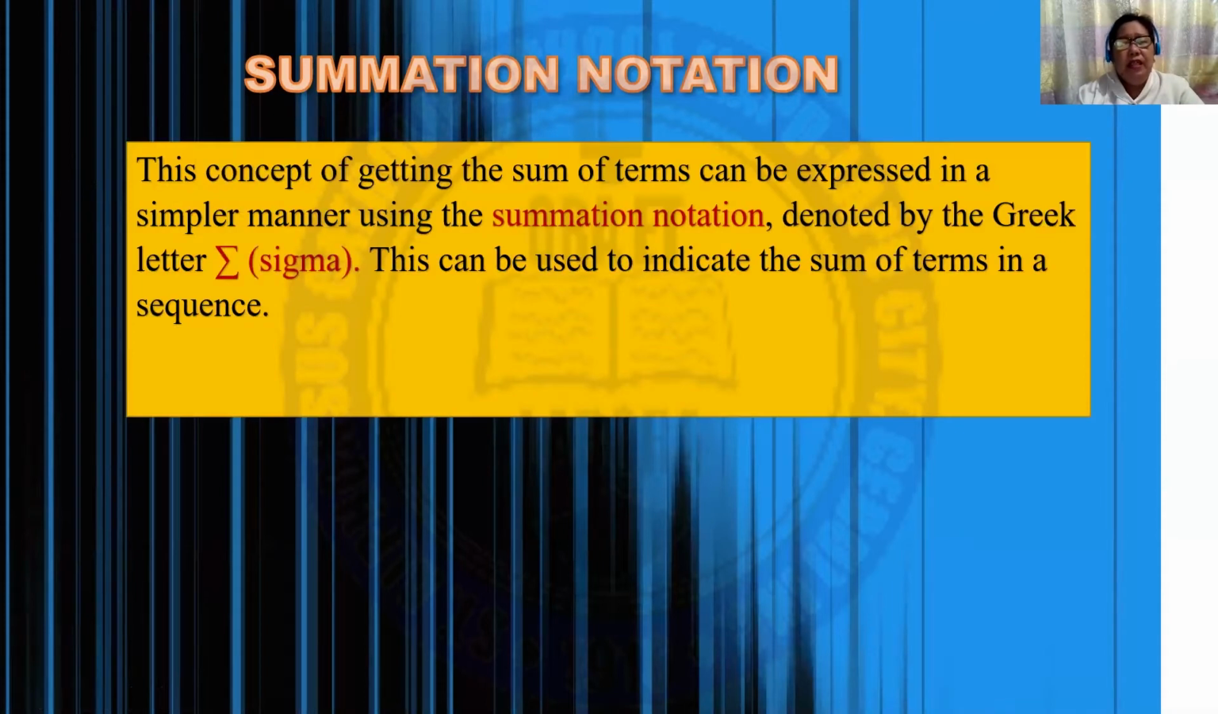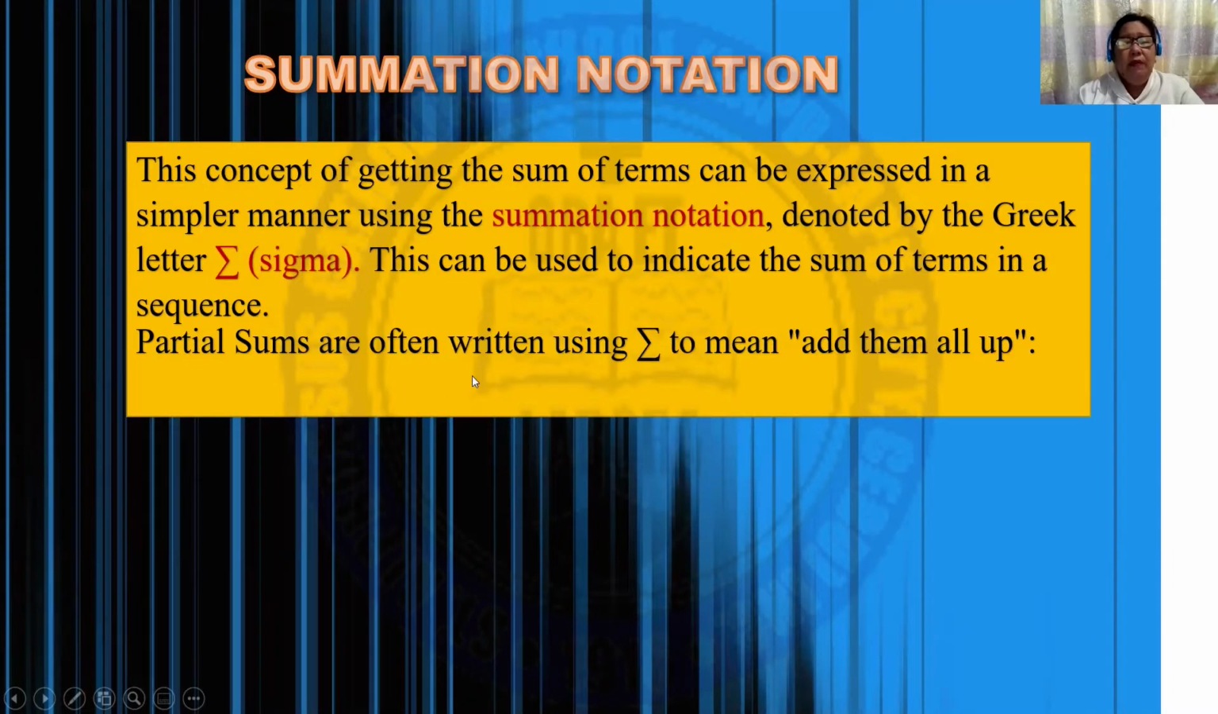Let us have the summation notation. This concept of getting the sum of terms can be expressed in a simpler manner using the summation notation, denoted by a Greek letter sigma. So this is the symbol for sigma. This can be used to indicate the sum of terms in a sequence. Partial sums are often written using the summation notation, or sigma, to mean add them all up.